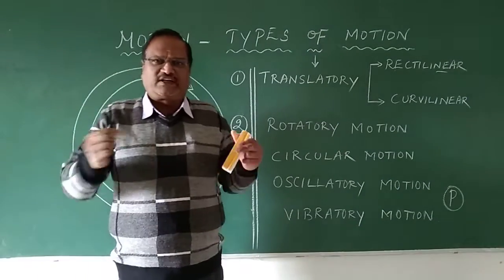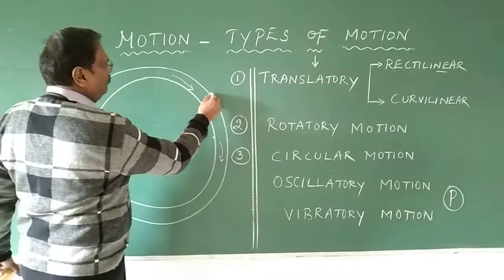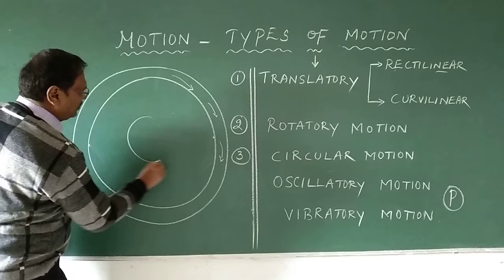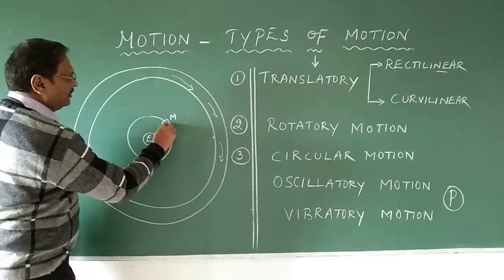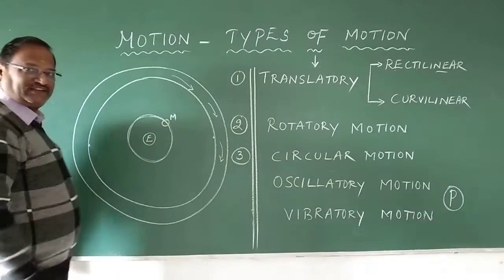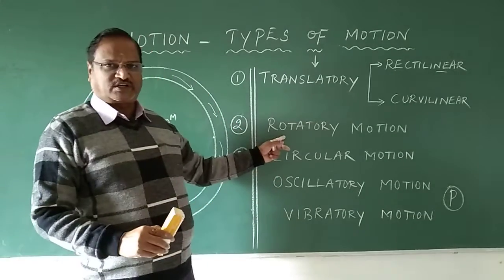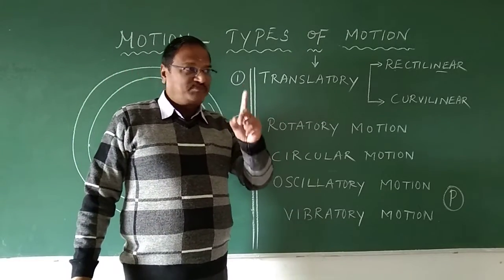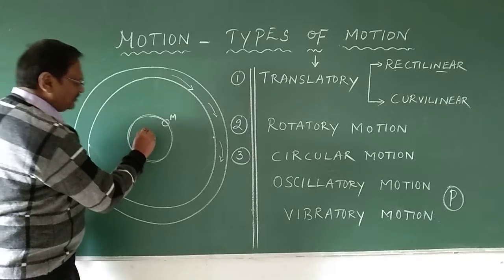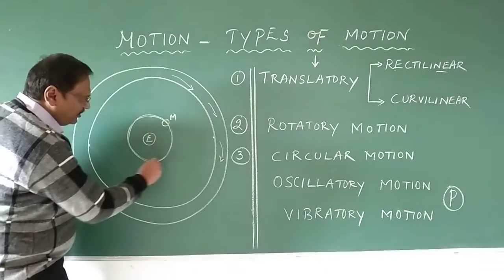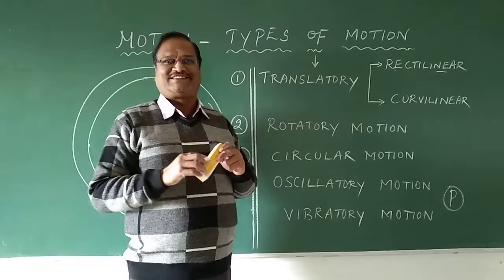You can think of some other example, like the moon rotating. Let me take a small circle like this. The earth is here and the moon is here. It is in circular motion, right? So circular motion is similar to rotatory motion. In rotatory motion, the object is fixed at that point. But here there is a center, and with respect to that center the body is moving. And this is circular motion.